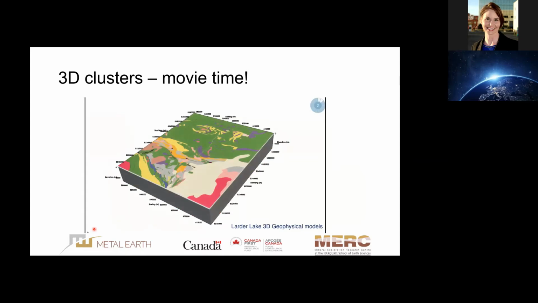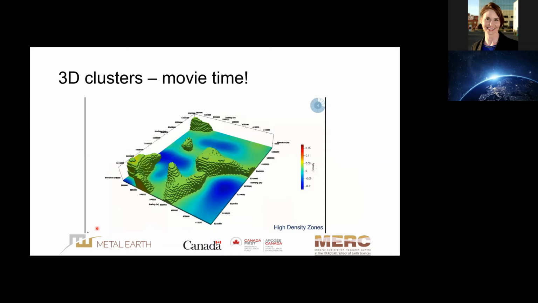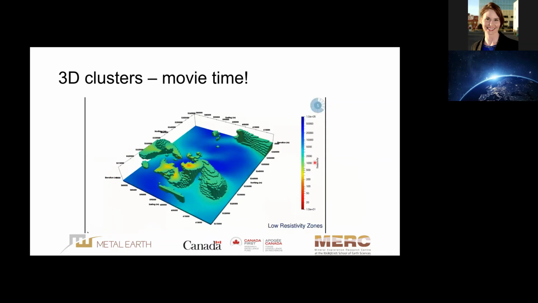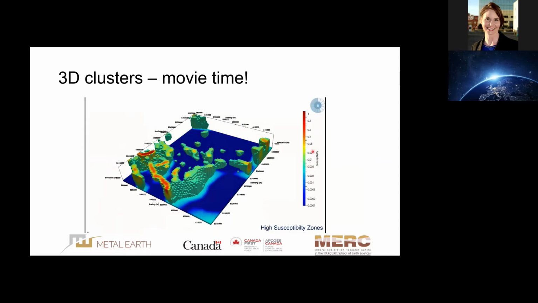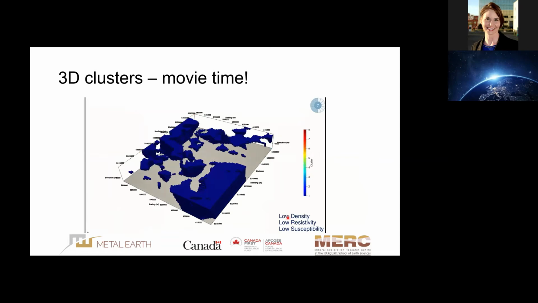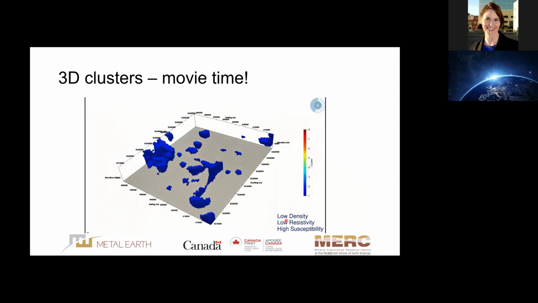This is something that Mustafa's put together, kind of a neat 3D model. So you can look at the density, what's happening here. This is the density. Now we're looking at resistivity. Now we're looking at susceptibility. And the next thing we'll be looking at are the clusters that he's done. And you can see cluster number 1: low density, low resistivity, high susceptibility.